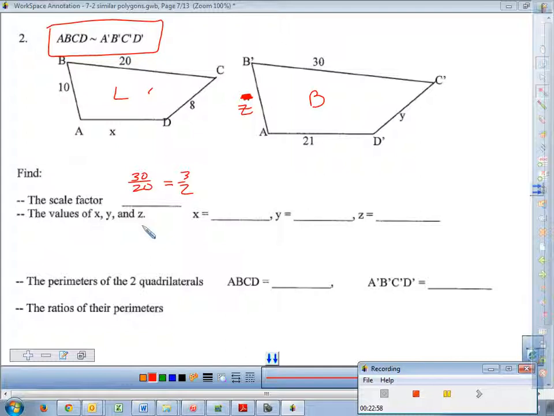Now let's find the values of x, y, and z. Let's start with x. I'll help you get started. Here's x. What does it correspond with? 21. So we'll set up our proportion. Start with the scale factor first. What's the scale factor? 3 over 2. That will be equal to, should it be x over 21 or 21 over x? Big over little. 3x.